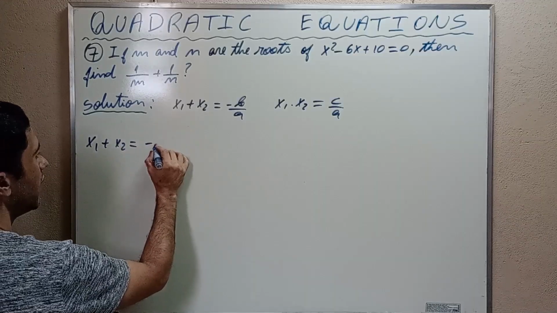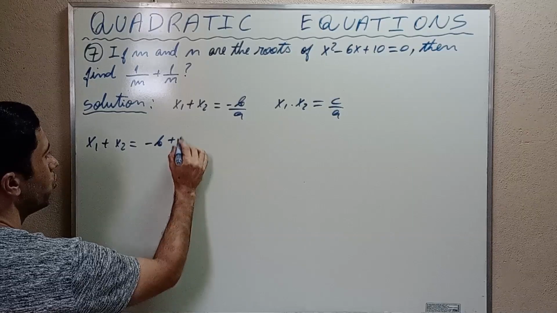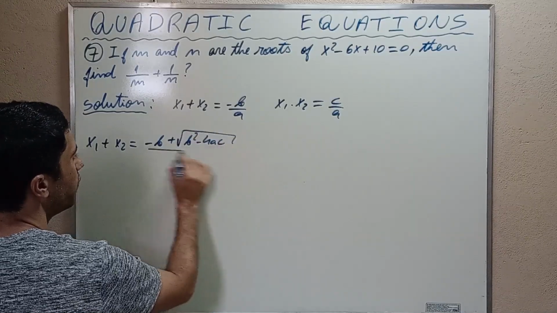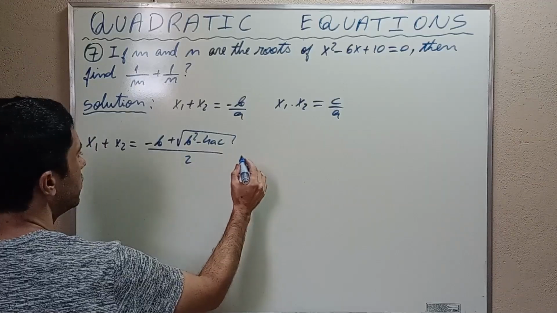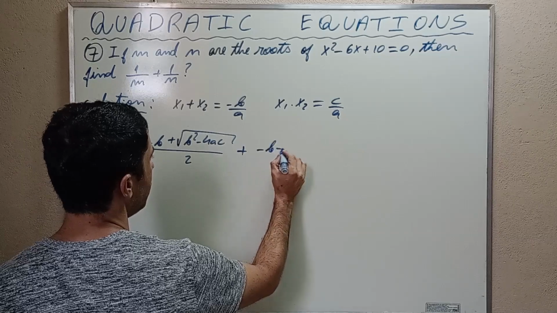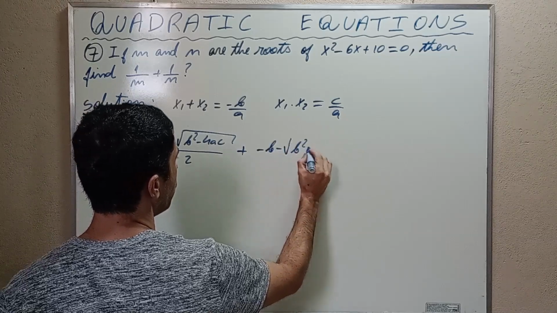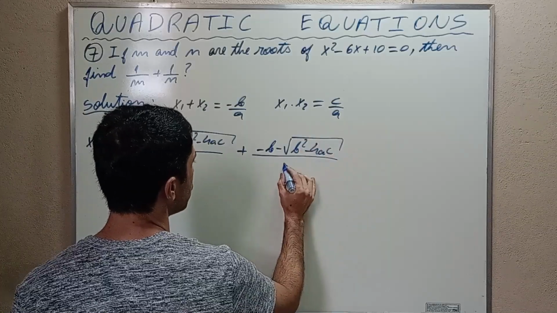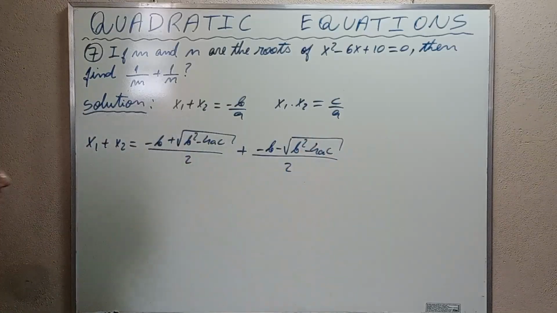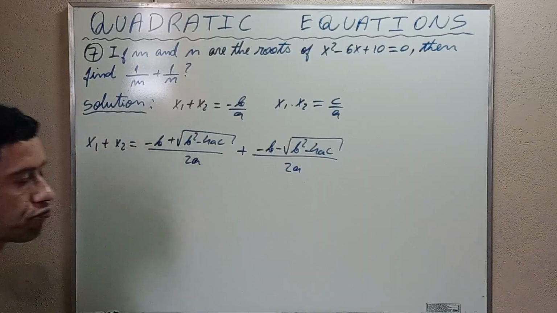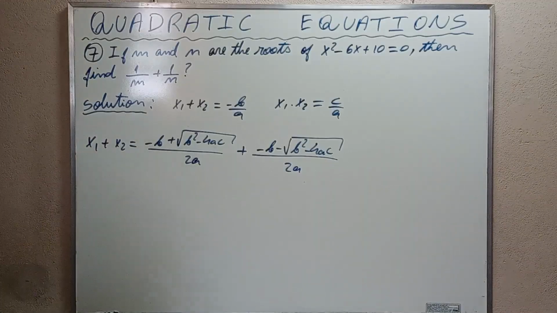x1 is going to be negative b plus the square root of b squared minus 4ac divided by 2, and the other is negative b minus the square root of b squared minus 4ac divided by 2. Okay? 2 times a, sorry, here 2 times a. As we did before, alright?